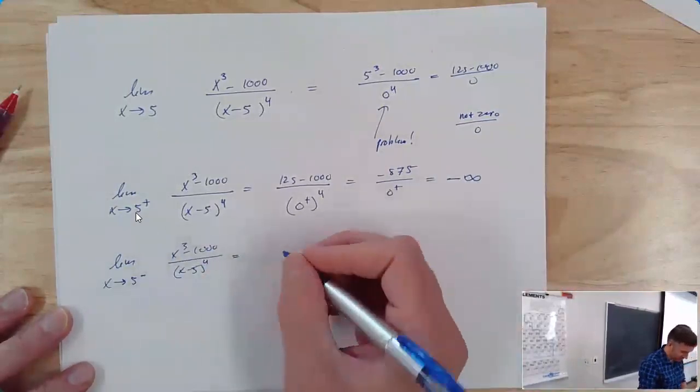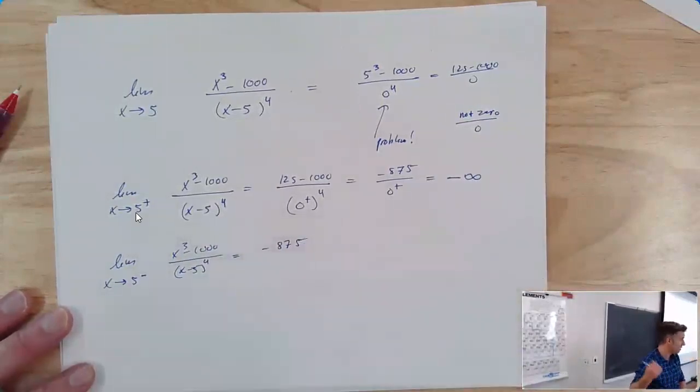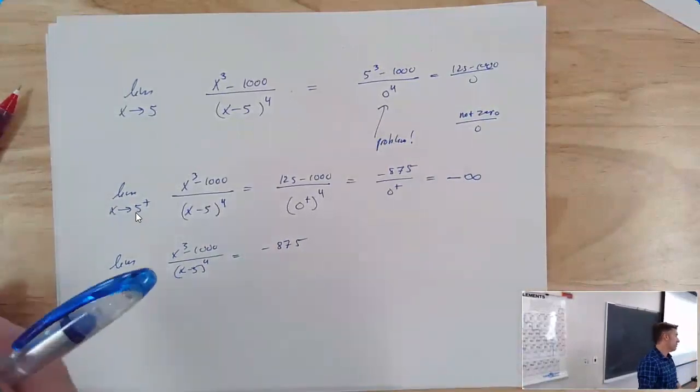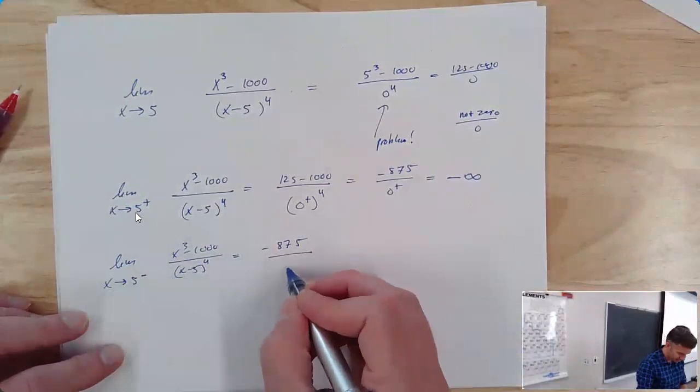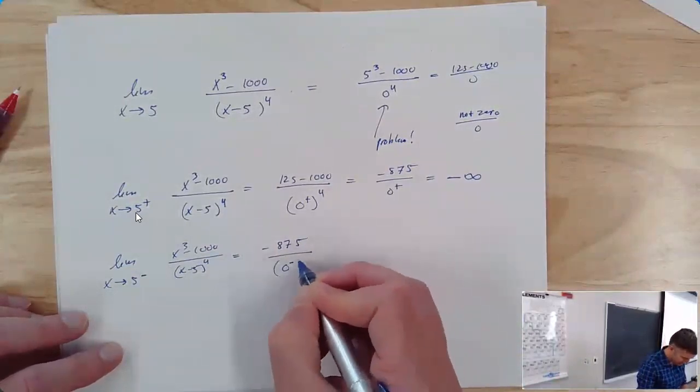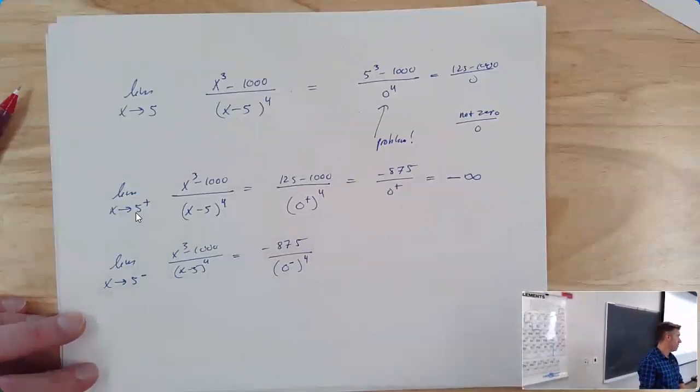Plugging in 5, the top is still negative 875, right? It didn't change. So I'm plugging in an actual 5, not something close to 5. And the bottom, thinking a little more carefully, a number smaller than 5, minus 5, is slightly negative. But then I'm raising it to an even power, and a negative number to an even power is positive.